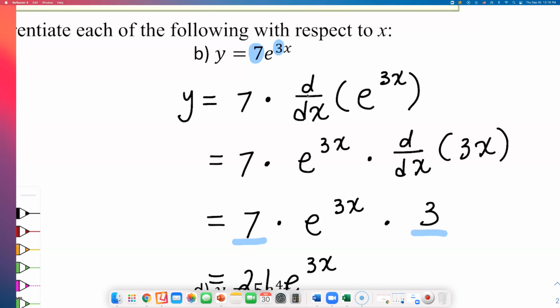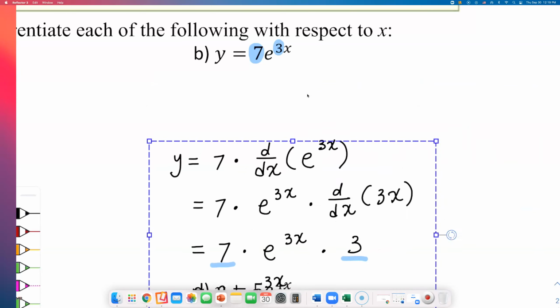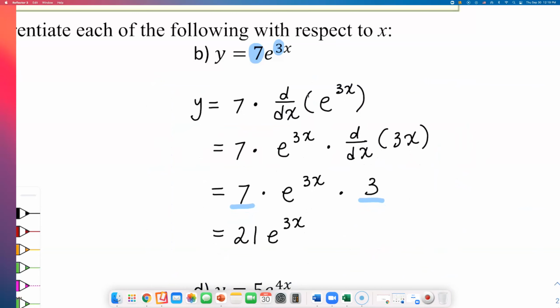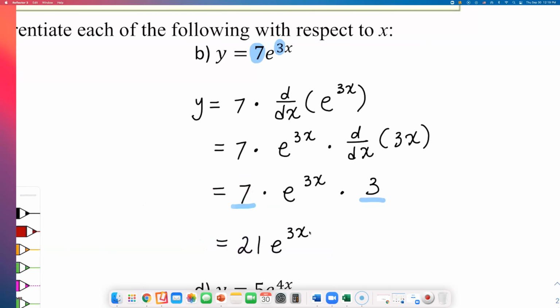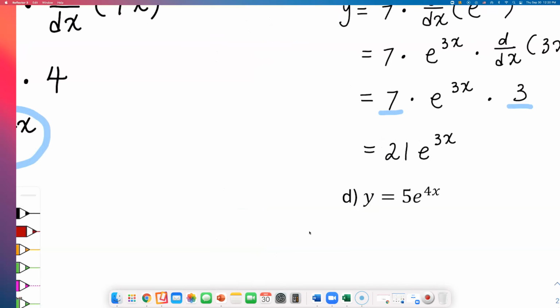So that's the long reason behind it, but you can get that same answer by just doing the 7 times 3, writing down that 21, but keeping that exponential term exactly the same. I wouldn't do all this work, but I just wanted to show you at least once where this answer came from. All right, I'm going to go ahead and just do the shortcut method on the other ones now.